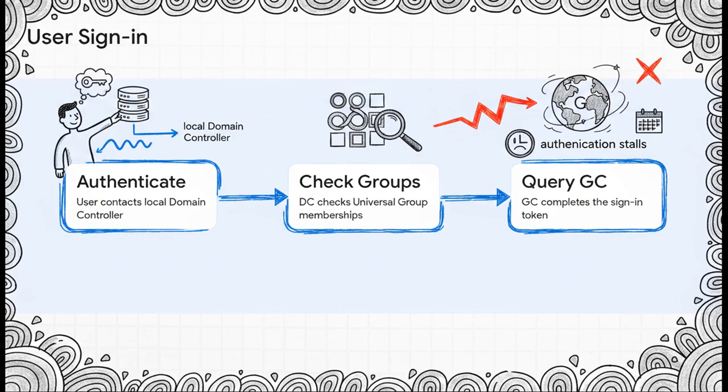If no global catalog is reachable at that exact moment, the domain controller cannot finish issuing the sign-in token. The authentication stalls. This is precisely why your user's Monday morning sign-in hung, despite having the correct password and perfect network connectivity. The global catalog was the missing piece.